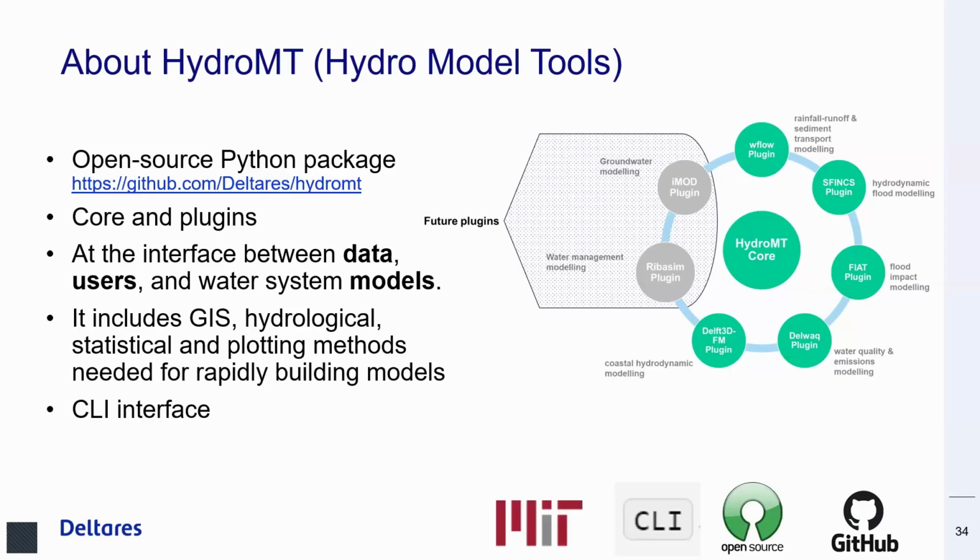So you can really build up a chain of models to go quickly to impact as well. In that way, HydroMT is at the interface between the data, the users, and the water system models. It includes a set of GIS, hydrological, statistical, and plotting methods needed to rapidly build and analyze models. And it is available through a command line interface.